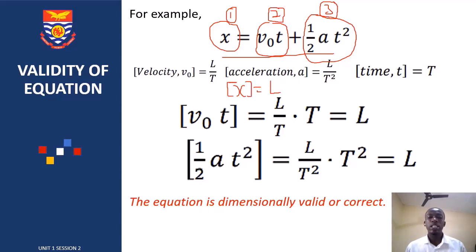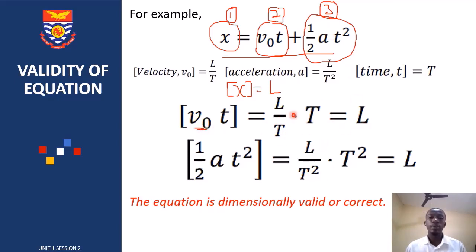Let's look at the second term, that's v0 times t. v0 is the speed and t is time. The formula for v0 is distance over time, that's velocity. So distance is L and time is T. So the whole of this dimension that we have here represents v0, that's the velocity. And t here is our big T, that's the time. When you multiply these two, this T is going to cancel this T, and you are going to get L as the final dimension for v0 times t.